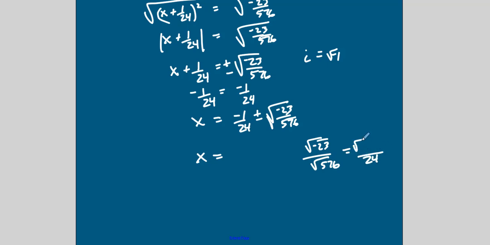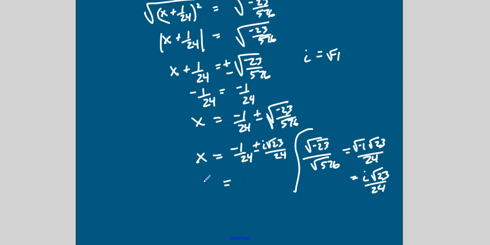The top I can rewrite as the square root of negative 1 times the square root of 23. But the square root of negative 1 is defined to be i. So this is i square root of 23 over 24. Now in my problem, I have negative 1/24 plus or minus i square root of 23 over 24, but I have a common denominator of 24, so I can finish this out by writing this as negative 1 plus or minus i square root of 23 over 24. And that is my solution.